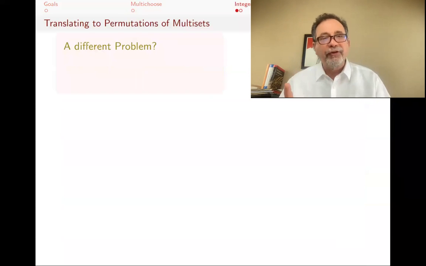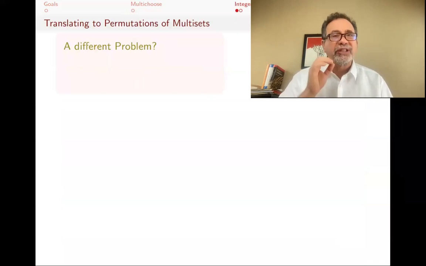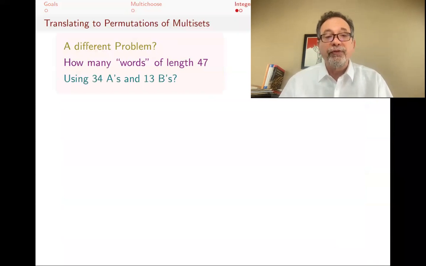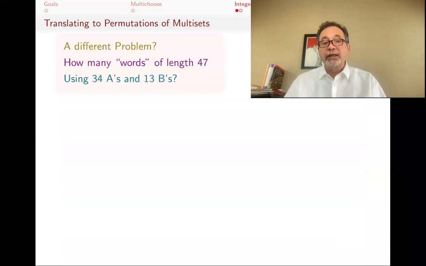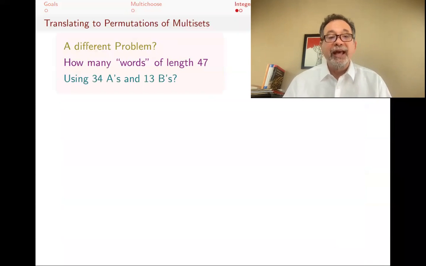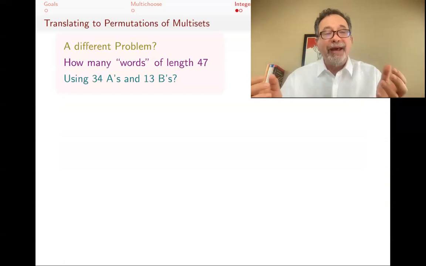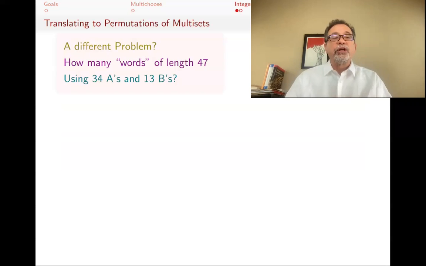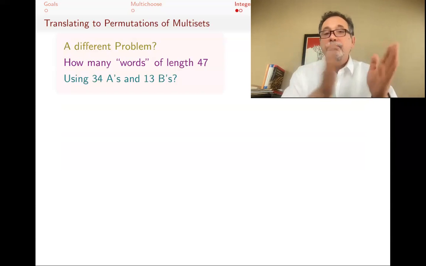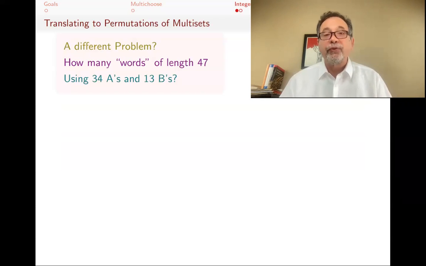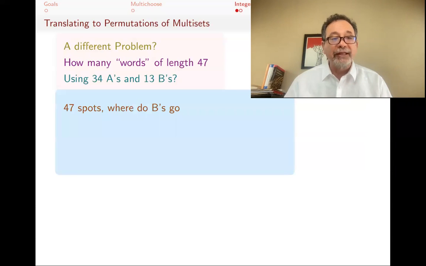Now we're going to look at a different problem, a problem that on the face of it looks like it's different. So this problem is the following. How many words of length 47 can I make using 34 A's and 13 B's? 34 plus 13 is 47. And by word, I just mean a string of letters where order does matter, but meaning does not. So how many different ways can I put 34 A's and 13 B's in a row, and I call that a word? How many ways can I do that?